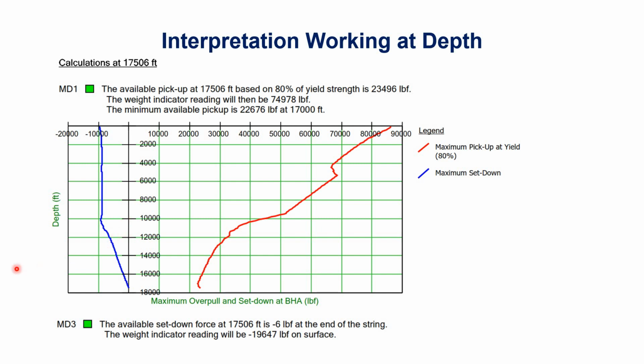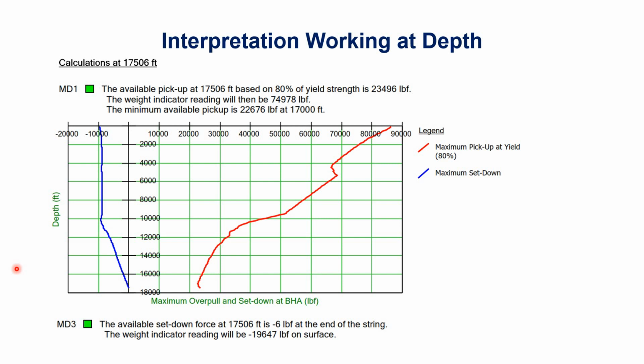And for this blue line, which is basically the set down line, the available set down force at 17,506 foot is minus 6 pound force at the end of the string. The weight indicator reading will be 19,647. That is the slack off which we can give maximum without any special bottom hole assembly, which is minus 6 pound. That is, we cannot apply bottom hole force, that is set down or slack off.